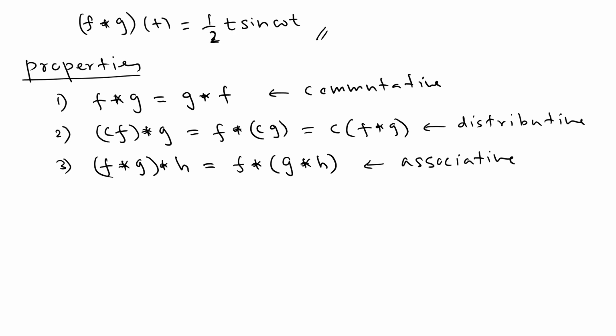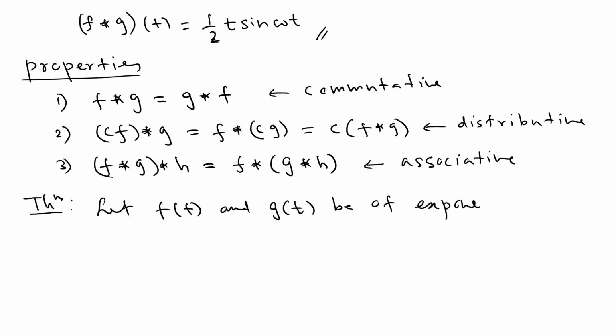Then we have the most important result of this. I'm going to write this as a theorem. This is a very important result. Let f of t and g of t be of exponential order. We know that we need that for them to have a Laplace transform. Then what's going to happen?